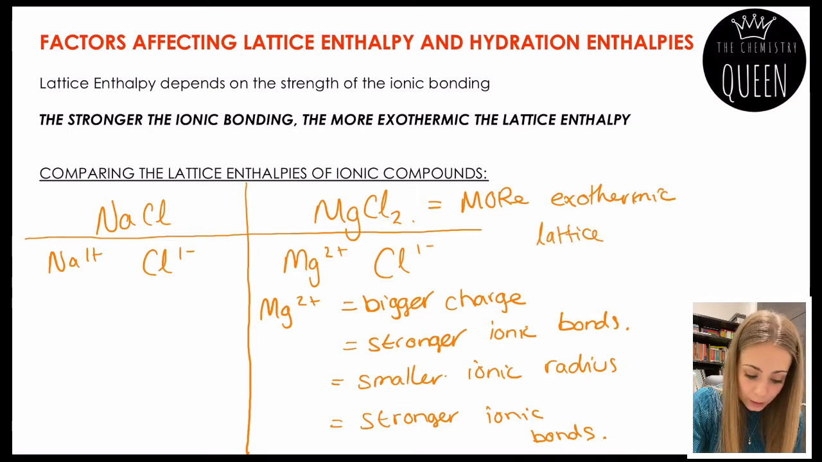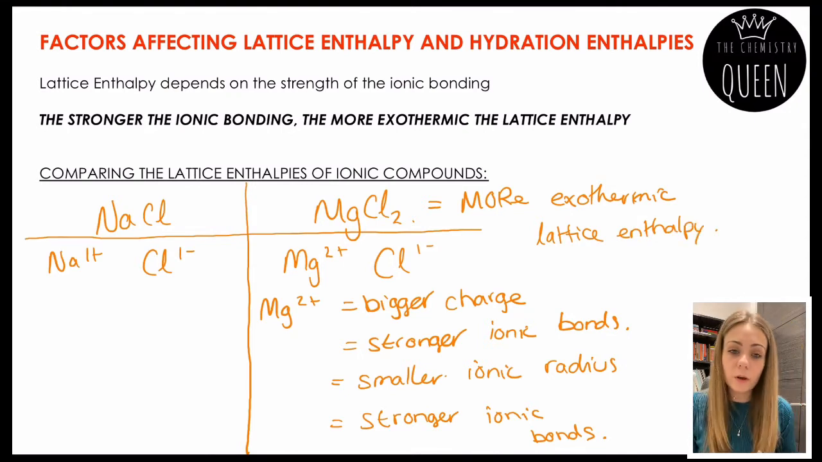because of two things. First, it has a bigger positive charge compared to the sodium, so it's going to have a stronger attraction to the chloride ions because it has a bigger charge. And secondly, it also has a slightly smaller ionic radius compared to the sodium ion. So again, that will result in stronger attractions between the magnesium and the chloride ions.